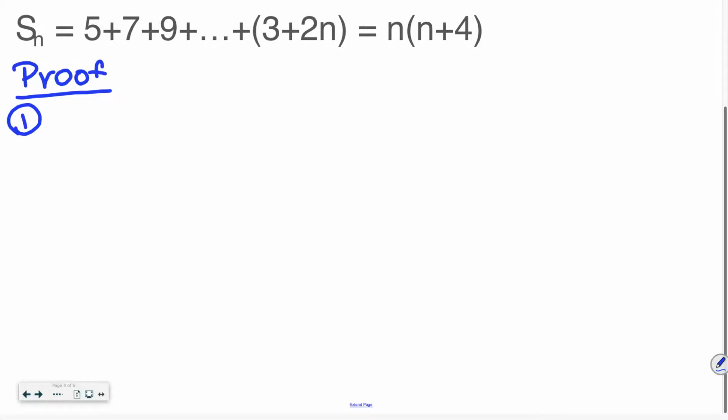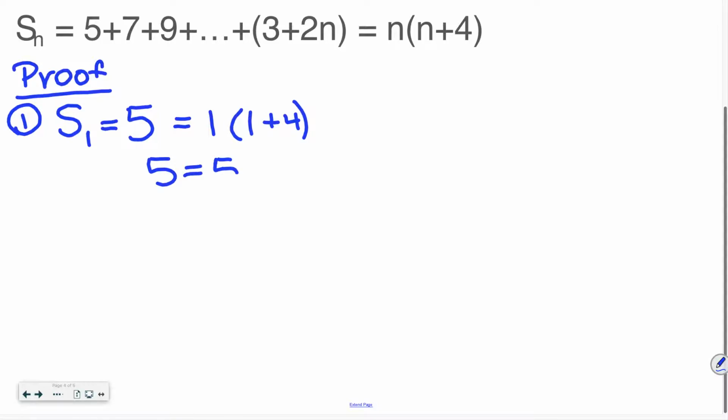What's the first step of our proof? Show it's true for 1. So the sum of our first term, well, what is our first term? 5 is our first term. We need to show that that equals this over here when we plug in 1. So I literally want to see that all you did is replace n with 1. So I'm going to write 1 times 1 plus 4. I want to see that it matches. Well, what is 1 times 1 plus 4? So 5 equals 5, show me that. I like to put a little check mark like, yes, we did it.